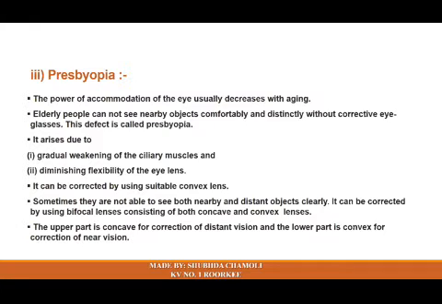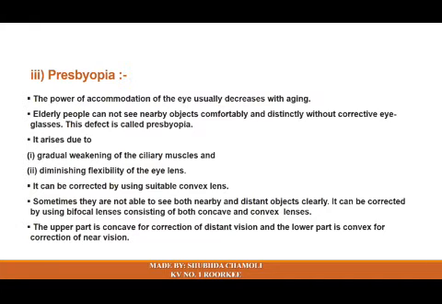This happens due to gradual weakening of the ciliary muscles. As we age, the ciliary muscles start weakening, and the eye lens diminishes in flexibility. This defect can be corrected by using a suitable convex lens. Sometimes the elderly people in our home are not able to see both nearby and distant objects clearly. This defect can be corrected by using bifocal lenses.